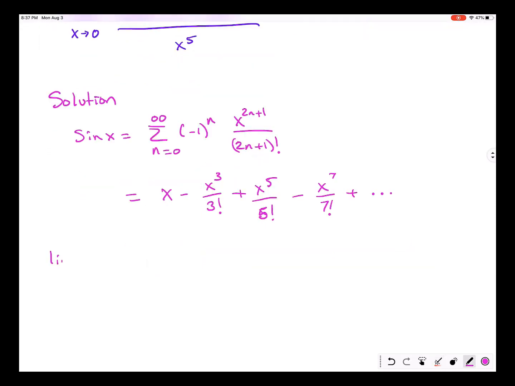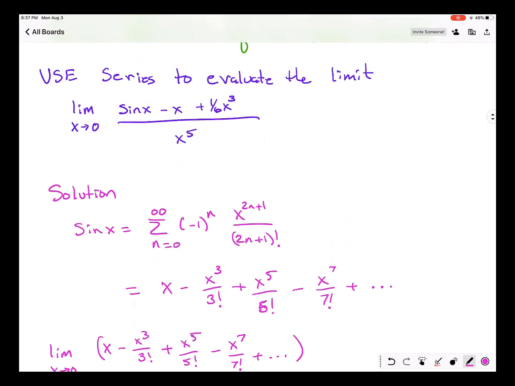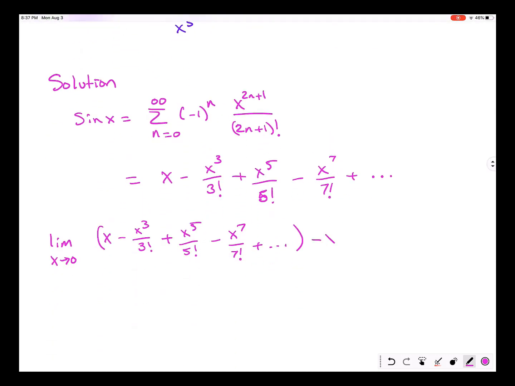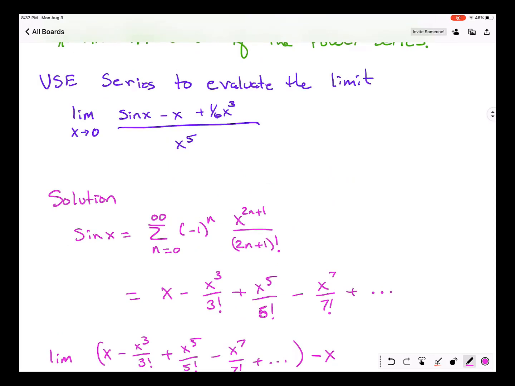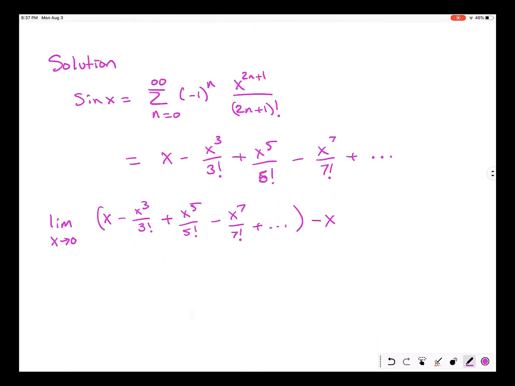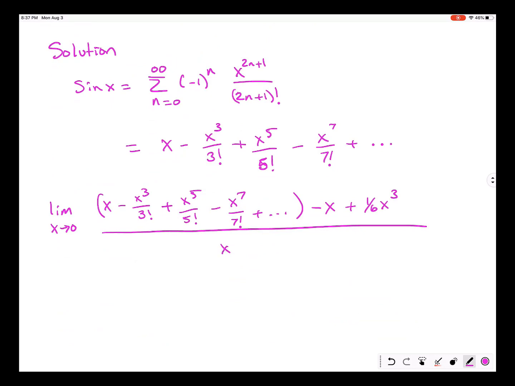So when I do that, I got the limit as x approaches 0 of x minus x cubed over 3 factorial plus x to the 5th over 5 factorial minus x to the 7th over 7 factorial plus dot dot dot. That's the same as sine x. Then I have minus x. Then I have 1/6 times x cubed, so plus 1/6 times x cubed. And then the whole thing divided by x to the 5th.